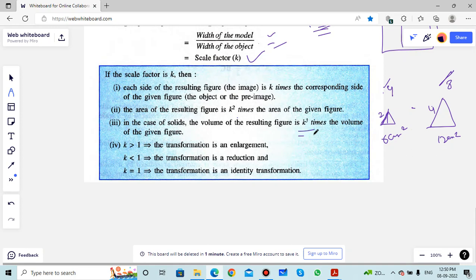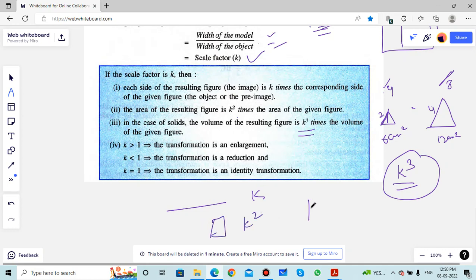And if it is a solid, it will be 3-dimensional, and the K factor has to be cubed in it. We will come across that in the questions when we start solving. So remember, for length it is just K, for area it will be K square, and for a solid, which is 3-dimensional, it will be K cube. We will see that once we solve questions.